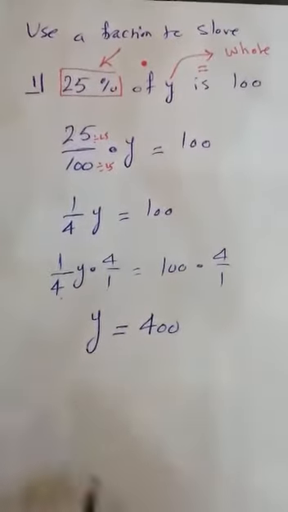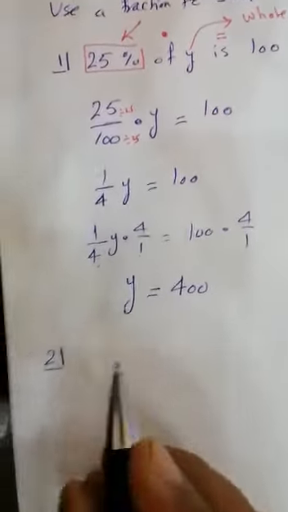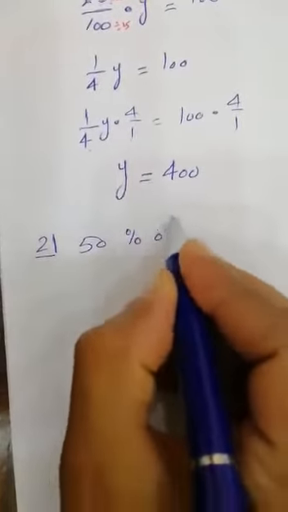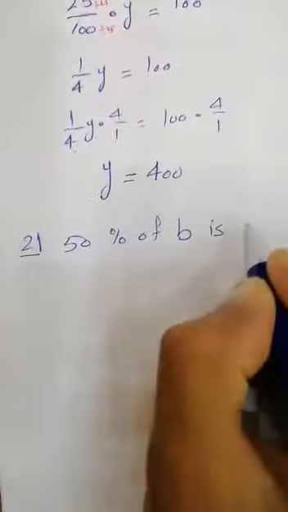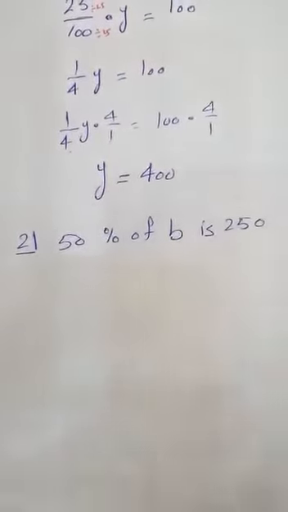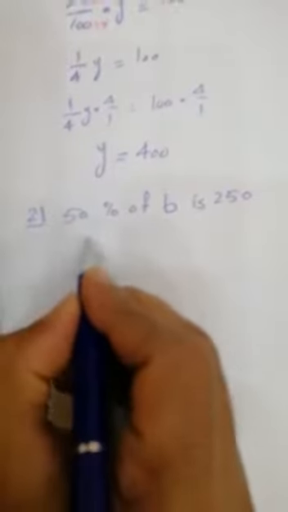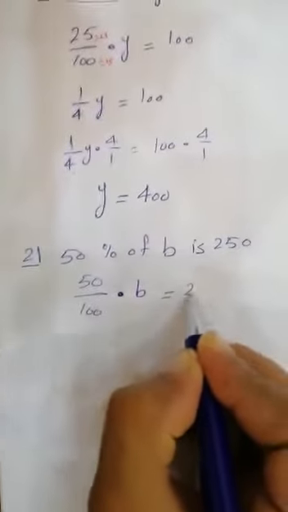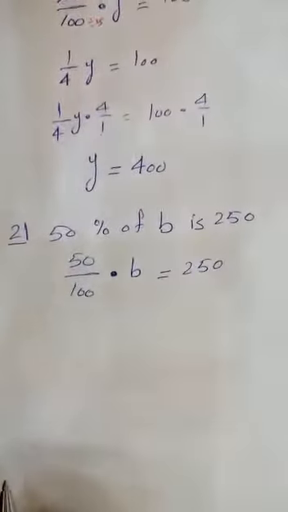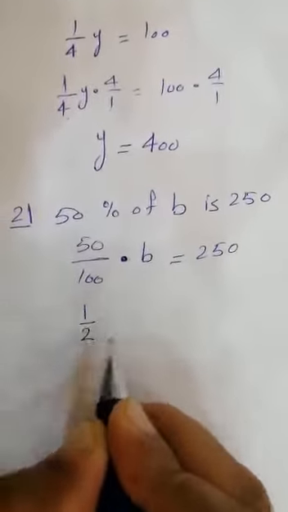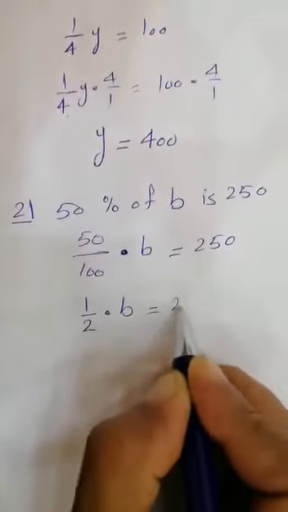Okay, now let us solve question number 2. 50% of b is 250. Look, guys, here we want to write the percent as a fraction. 50 out of 100 of that means multiply b equals 250. Before we start, we simplify the fraction. Dividing by 50 and 50 gives half times b equals 250.